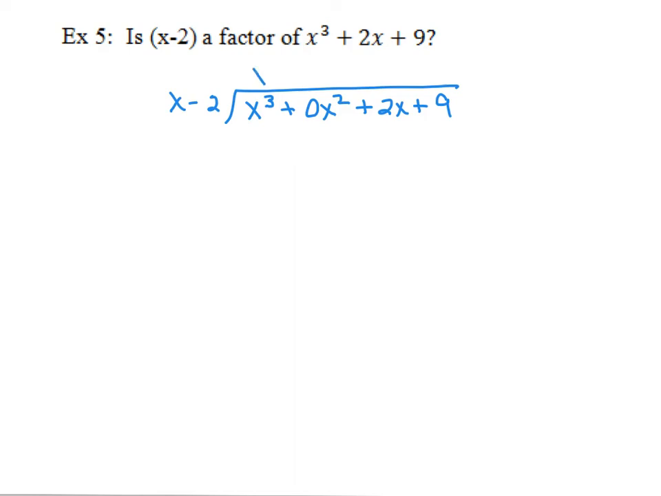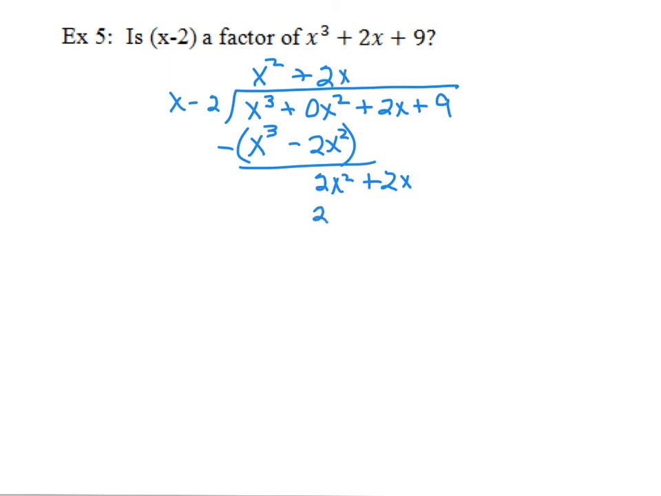So x cubed divided by x, that's x squared. X squared times x is x cubed. X squared times negative 2 is negative 2x squared. Subtract both terms, giving me a 2x squared. Bring down the next term, positive 2x. 2x squared divided by x is 2x. 2x times x is 2x squared. 2x times negative 2 is negative 4x.